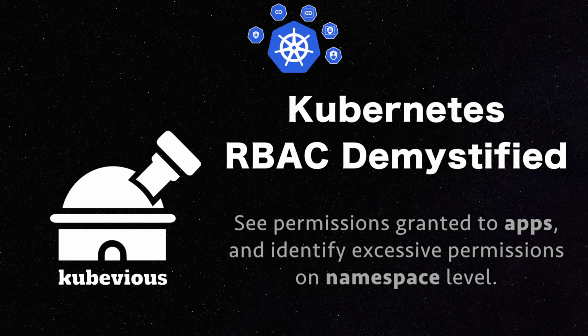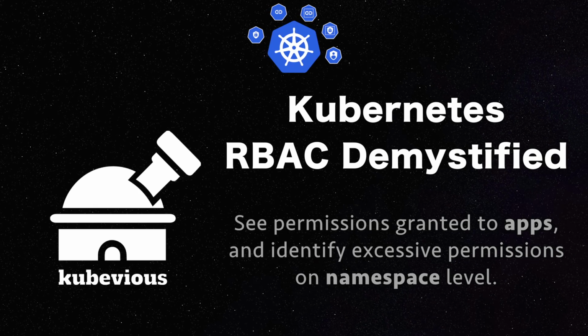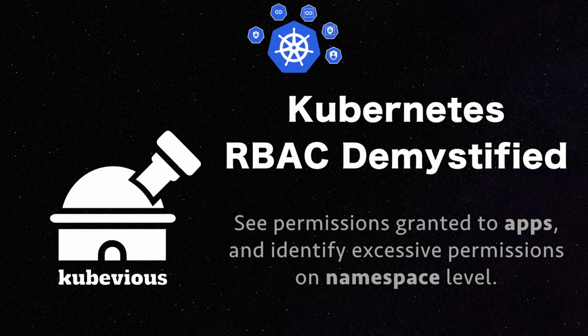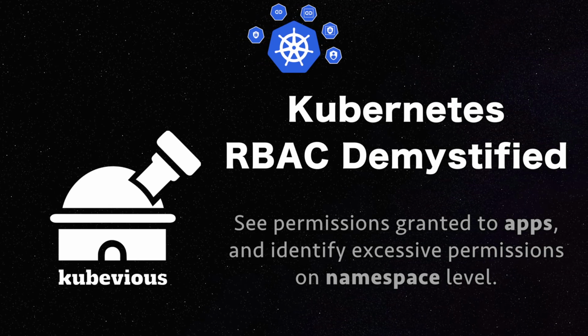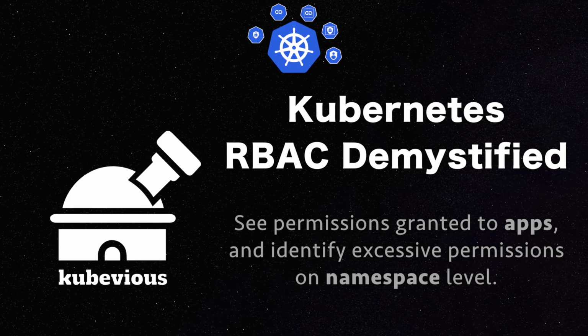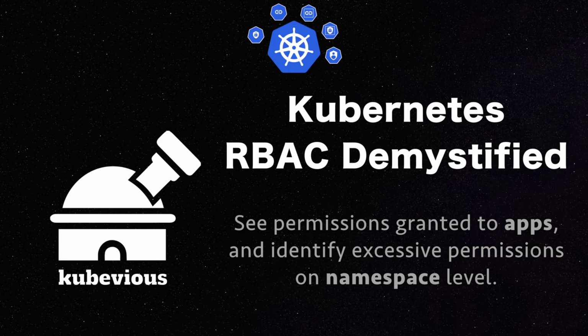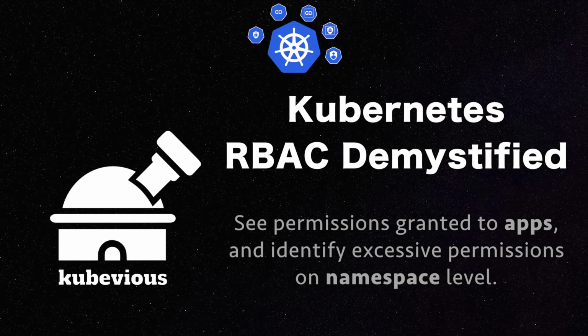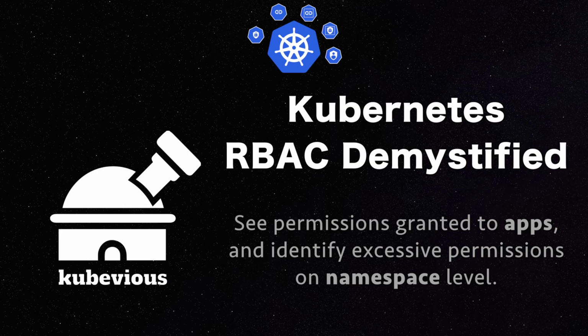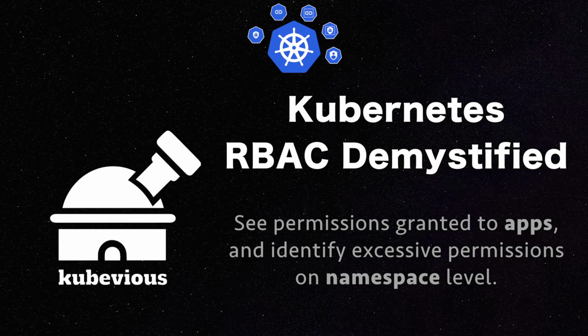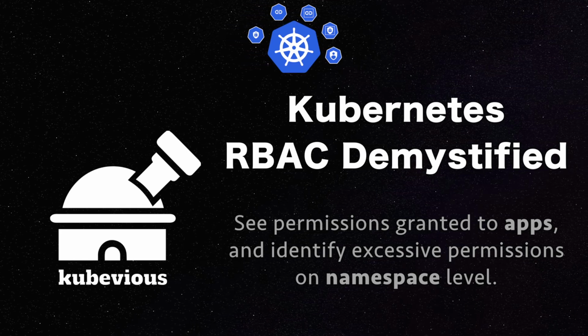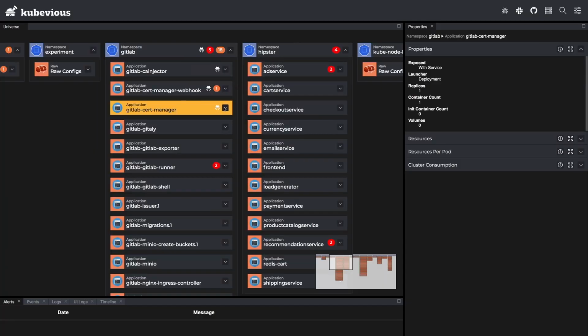In this video, I'm going to talk about Kubernetes role-based access control and how Kubernetes brings clarity to applications in regards to RBAC. Whether you're running an in-house built or externally provided application, it's absolutely necessary to check which API permissions are granted to the application. We're going to check the GitLab Certificate Manager application.